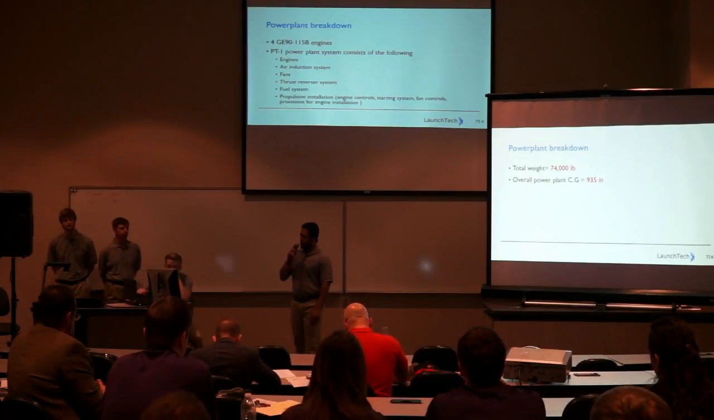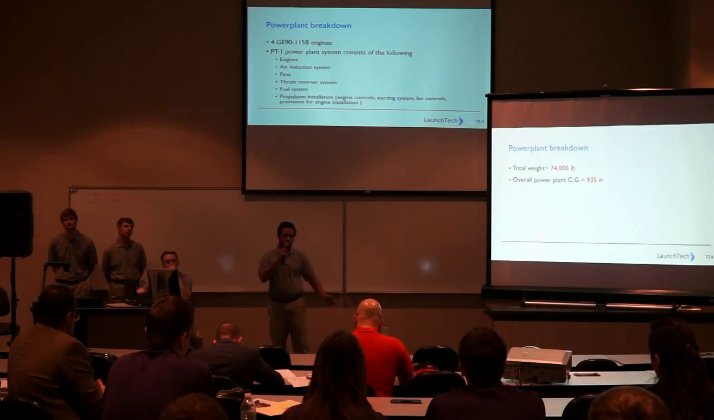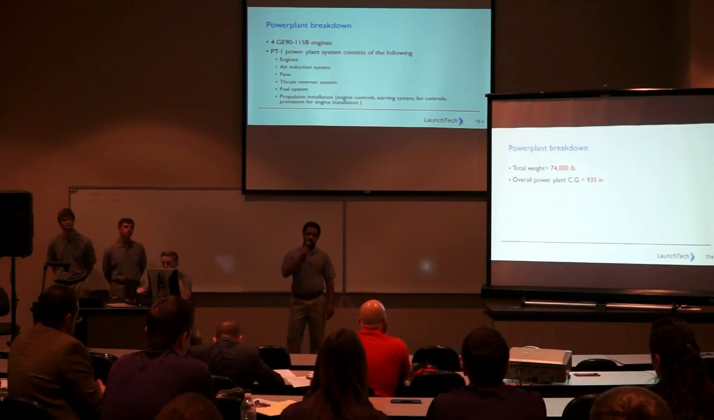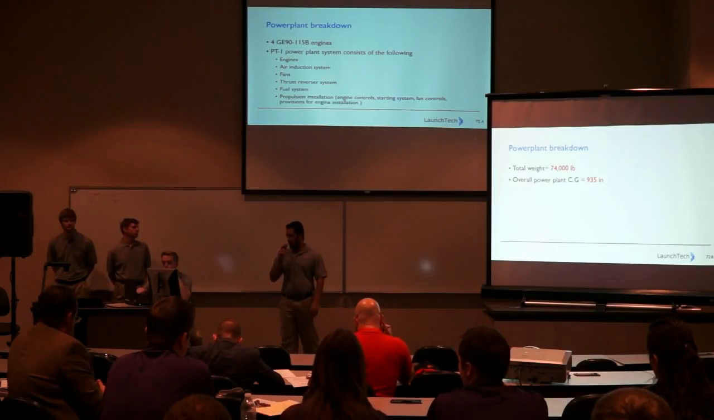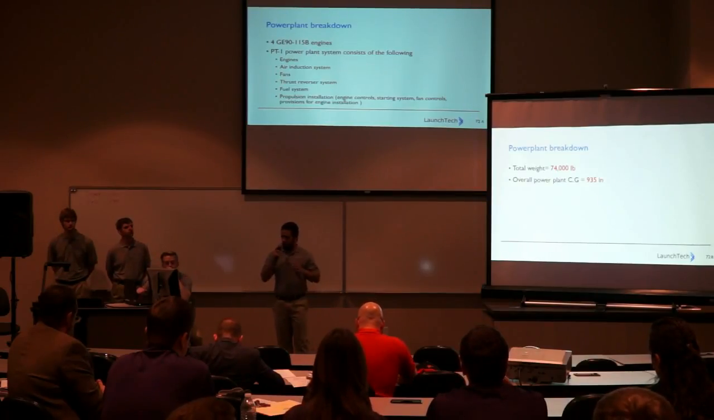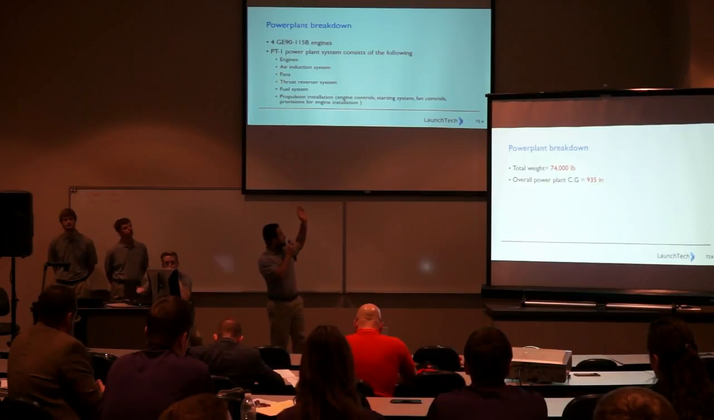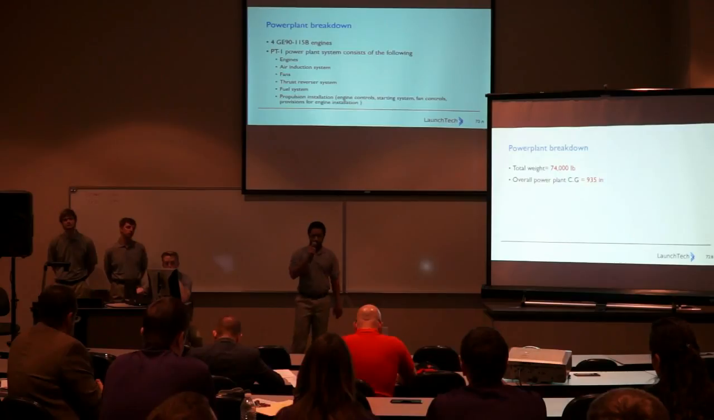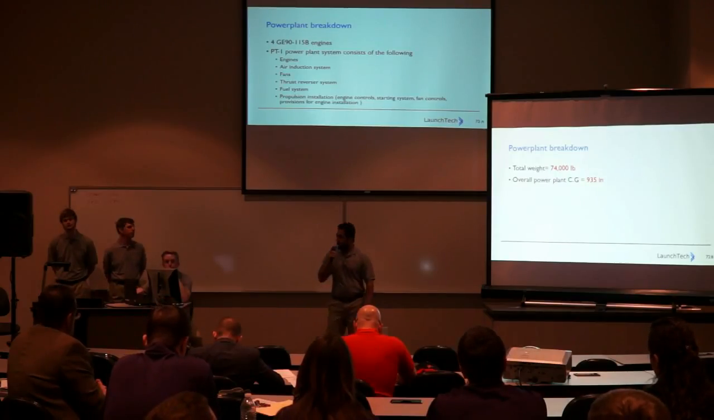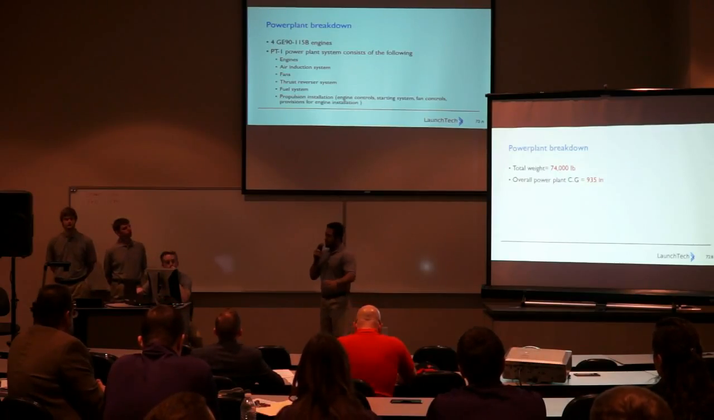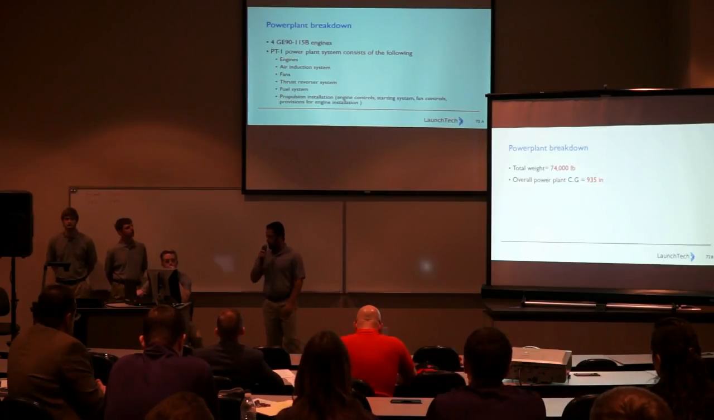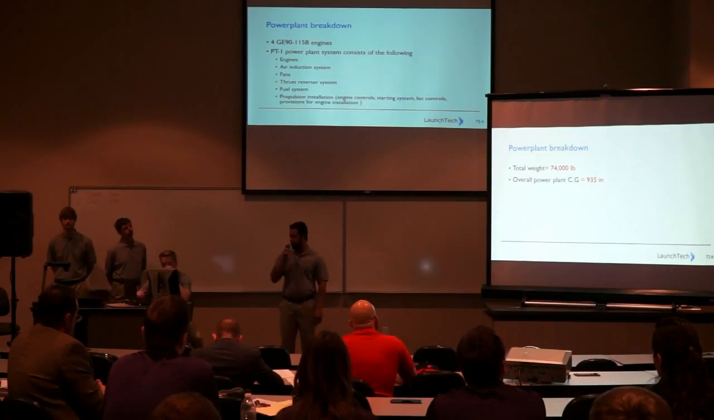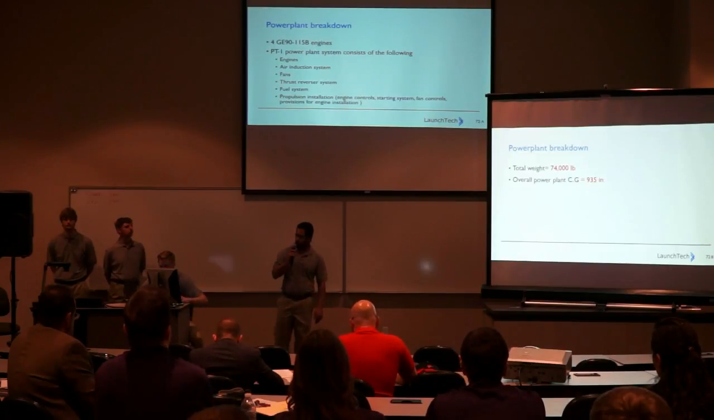For the power plant breakdowns, as mentioned previously, PT1 used four jet engines. The total weight for the power plant is 74,000 pounds, and this weight is distributed into the subsystems, as you see in the main screen, so that the engines have around 85% of the weight, and the remaining weight goes to the other subsystems. The overall CG for the power plant is 935 inches within the fuselage station.